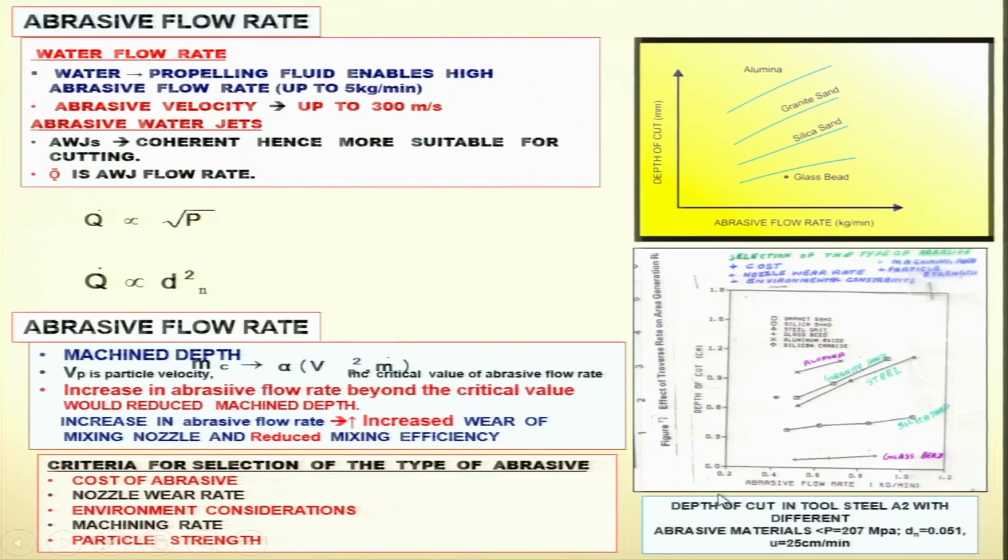So you can see here, what I have mentioned over here is that these are the different types of abrasive particles. Pressure is the same, but depth of cut is different. Glass beads give minimum depth of cut, then silica particles, steel particles, granite particles, and these are the alumina particles. So depending upon the hardness of the abrasive particles, you are going to get different depth of machining.